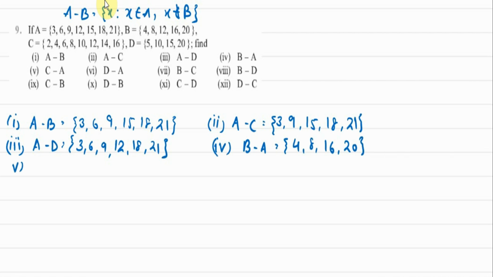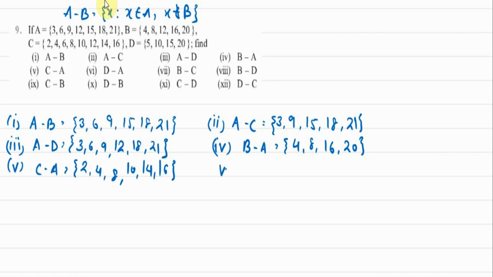Next we have the fifth part. It says find out C minus A. That means we have to write down the elements present in set C but not in set A. So it will be 2, 4, 8, 10, 14 and 16. All these elements are only present in set C. They are not present in set A. Right? So this is C minus A.